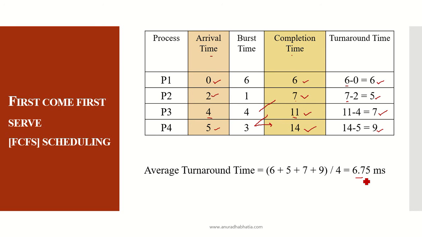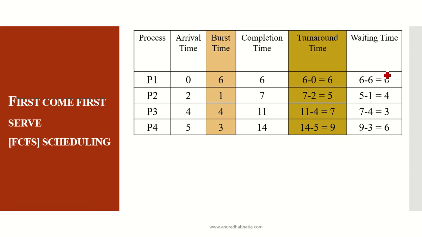So after calculating the turnaround time, let's see how we calculate the average waiting time. Now waiting time is calculated by considering turnaround time minus the burst time. So turnaround time for process P1 is 6 and the burst time given is 6. So 6 minus 6 is 0, the waiting time for my process P1. The turnaround time for process P2 is 5 and the burst time is 1. So it is 5 minus 1 is 4.